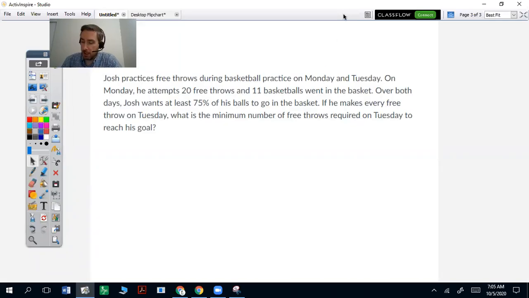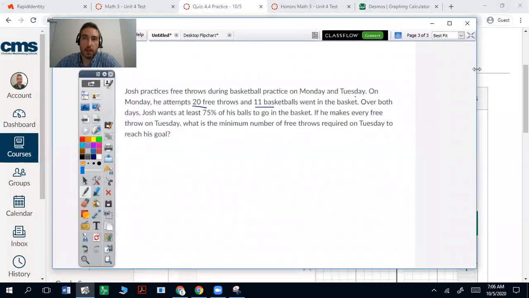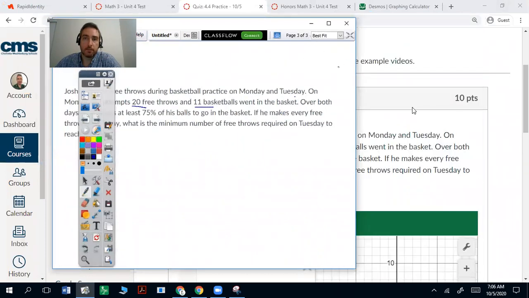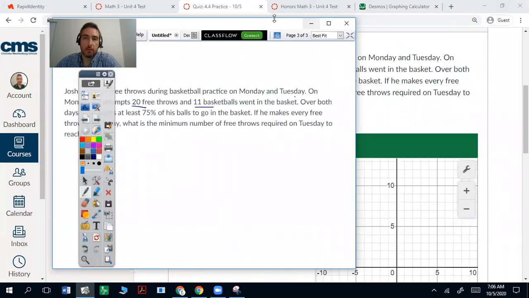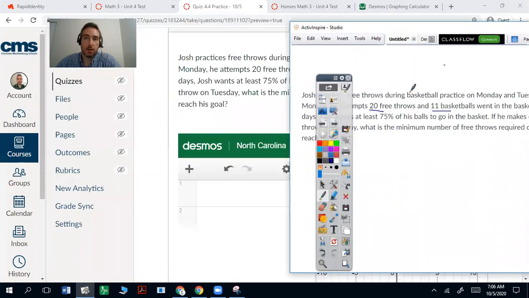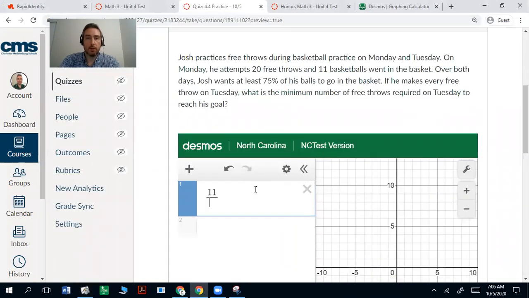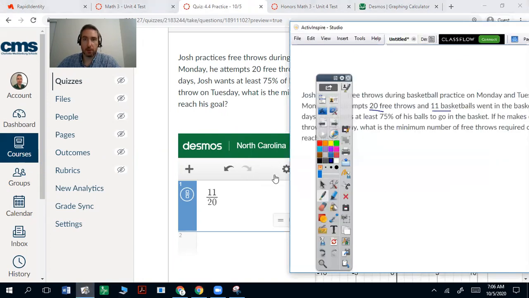All right, this is a percent problem. It says Josh practices free throws during basketball practice on Monday and Tuesday. Monday, he attempts 20 free throws and 11 basketballs went in the basket. First thing I'd like to figure out is what percent that is. You can do that pretty quickly just by dividing. So if we say 11 out of 20, 11 divided by 20, that's going to be 0.55, so that's 55%. Just to get an idea of where we're starting at.